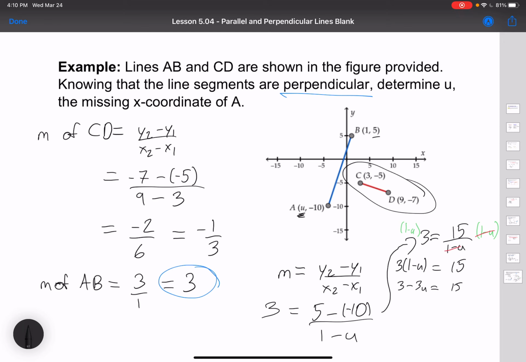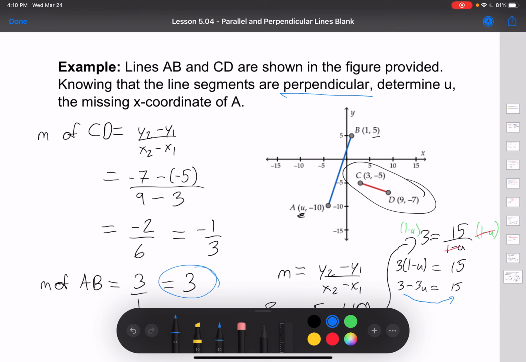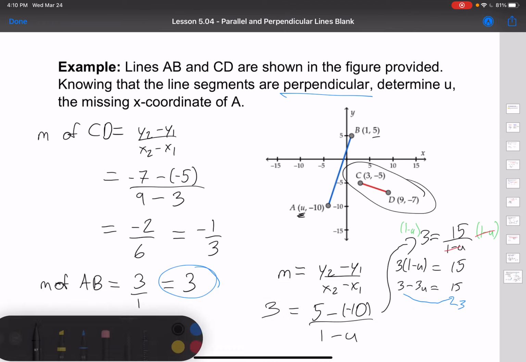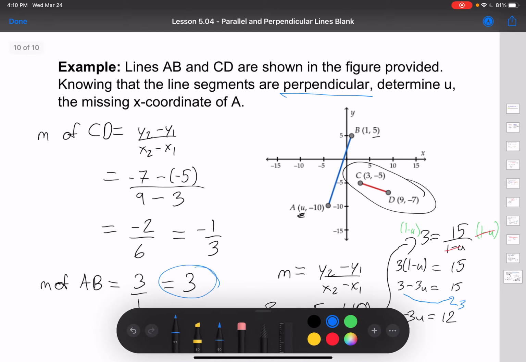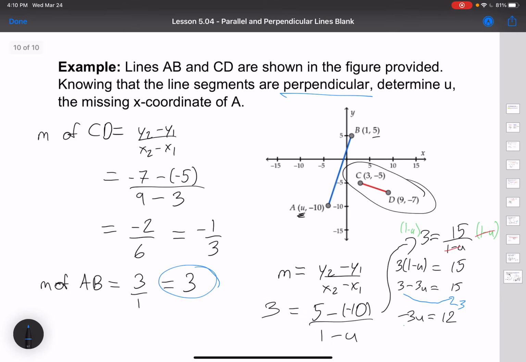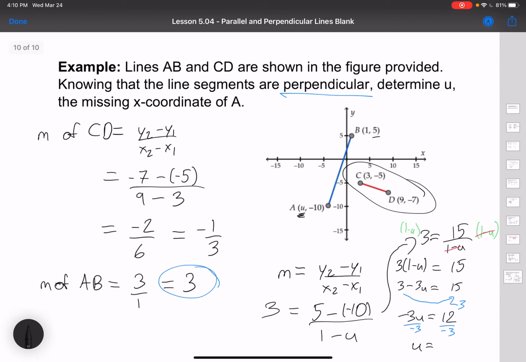And then let's move the 3 out in front. So the 3 there is going to become a minus 3 on the other side. So we have -3u is equal to 15 minus 3, which is just 12. And then you just need to divide by -3 on both sides. So -3 divided by -3, and 12 divided by -3 will give you -4. So that's actually the value of u, the missing x coordinate of A.